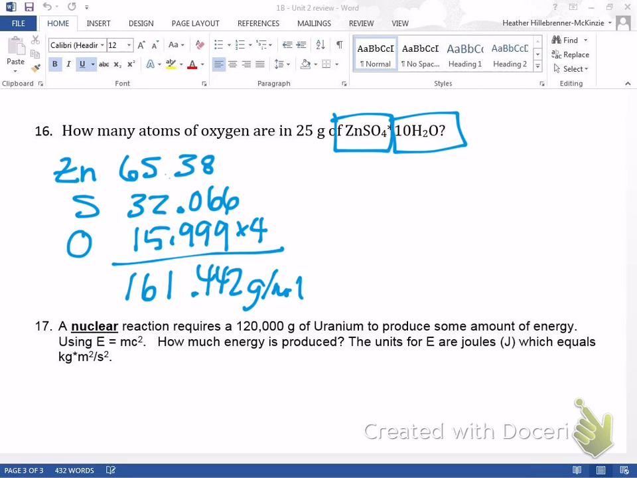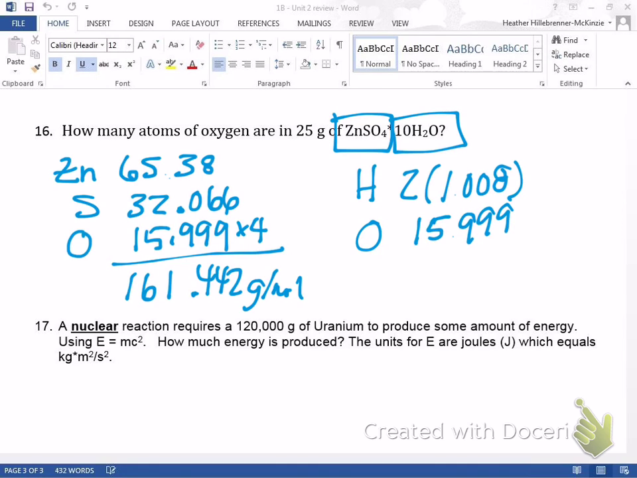And then I'm going to take my waters, and so I'm going to say I have hydrogen, and I've got 2 of those, right? And so I'm going to multiply that by 1.008. This is a molar mass, right? Oxygen, there's only one of them, and so that's going to be 15.999. So this is going to give me a total of 18.015. I'm telling you, by the end of this, you won't have to calculate water because you're going to know what water is. It's always going to be the same.